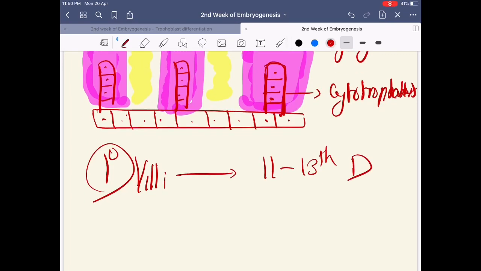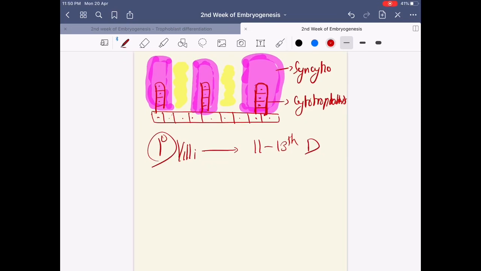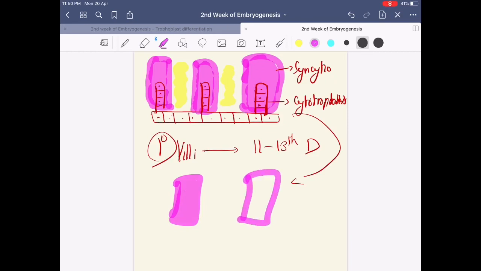Clear? Now from this stage, there are again some changes occurring. Same thing I'm going to draw here, but I'm just going to draw two this time to save our time. Otherwise this video is going to be very big.